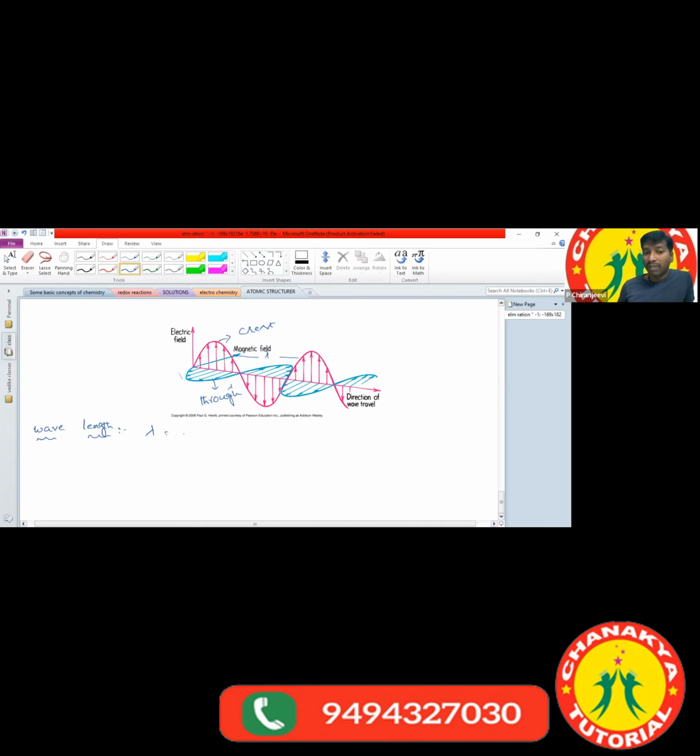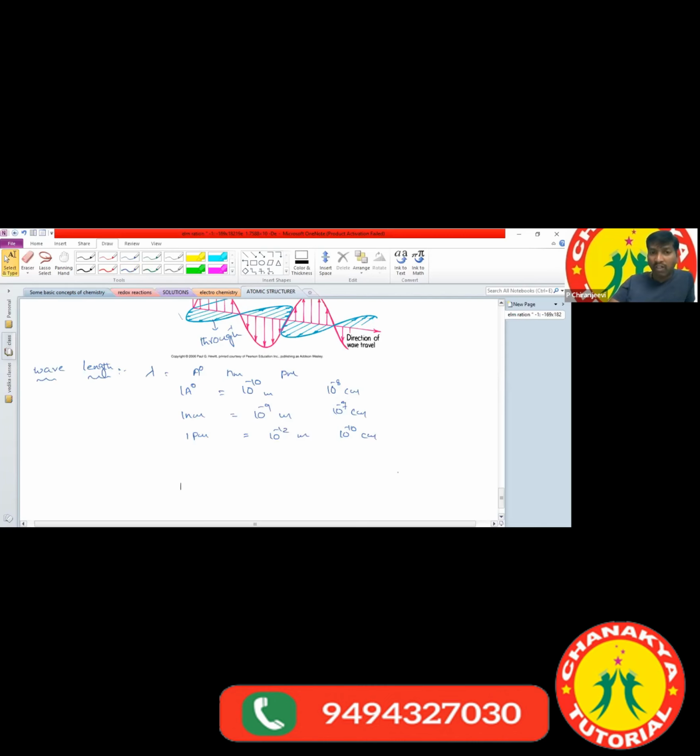What are the units of the wavelength? Wavelength can be represented in Angstrom units, nanometers or picometers. One Angstrom is equal to 10 power minus 10 meters, or 10 power minus 8 centimeters. One nanometer is equal to 10 power minus 9 meters, or 10 power minus 7 centimeters. One picometer is equal to 10 power minus 12 meters, or 10 power minus 10 centimeters. These are the units of the wavelength.